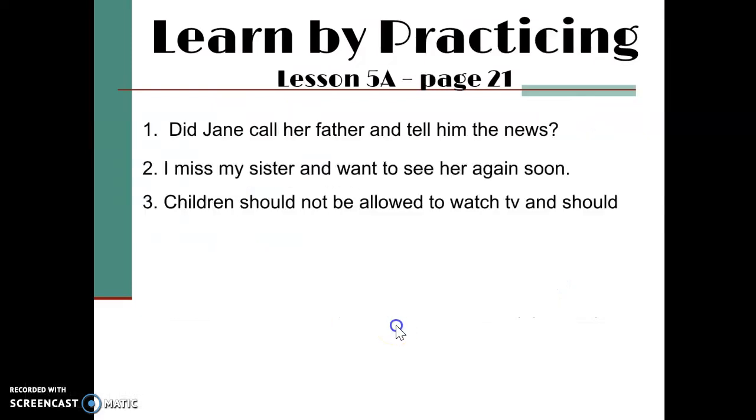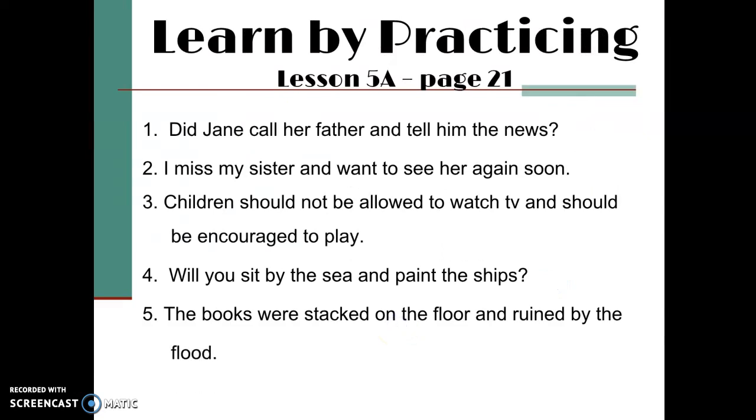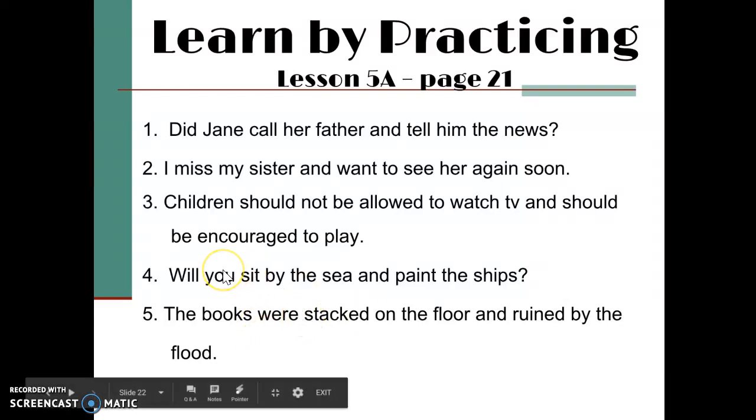Now what you're going to do is do these 5 on your own. When you're done, you're going to turn your book in, and these are the ones I'm going to grade. Make sure you go back and look at the other examples if you're not sure. And you can always flip back and look at your verbs list if you're not sure if it's helping or linking.